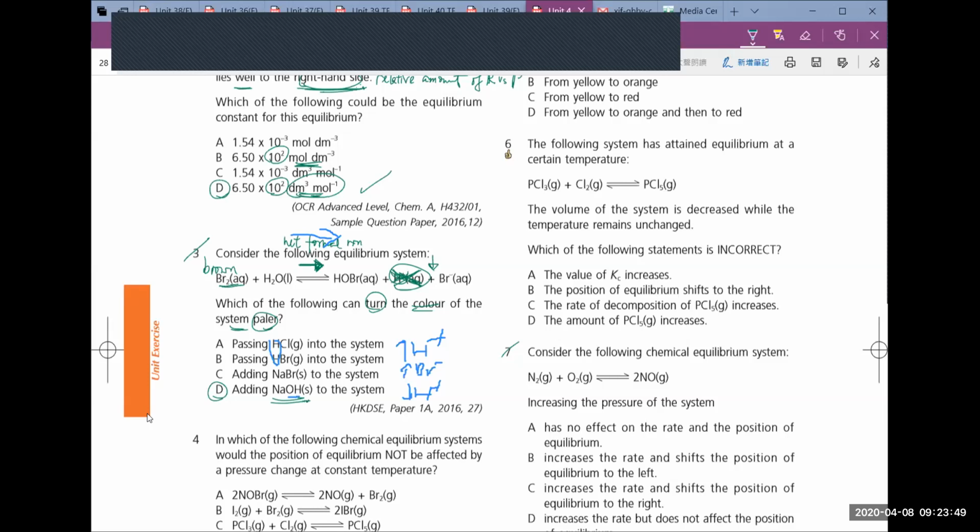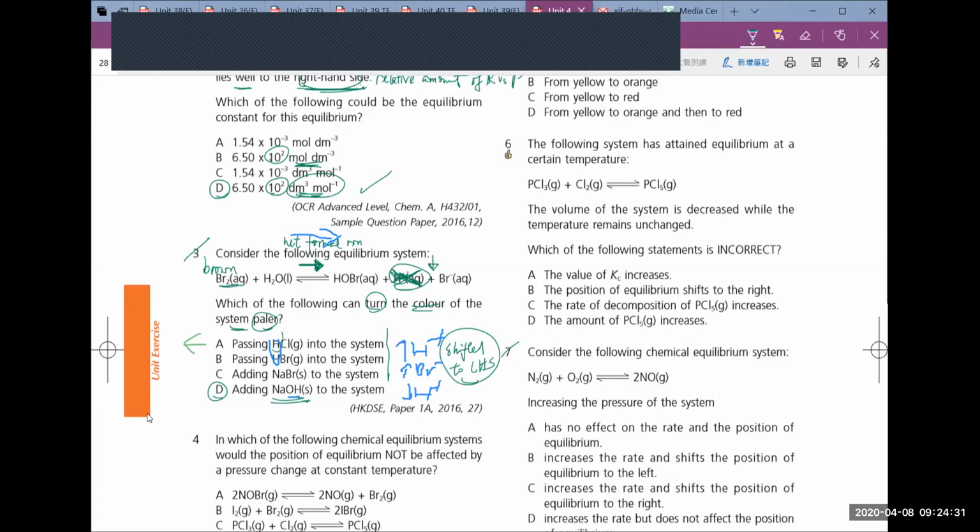Okay? Can you get my point? So D is the answer. How about A, B, and C? What would be the answer for A, B, and C? If I choose A, B, and C, what will happen to the shifting in the equilibrium position? Yes, all three, they will have an equilibrium shift to the left-hand side. All three, they are the same, is it?